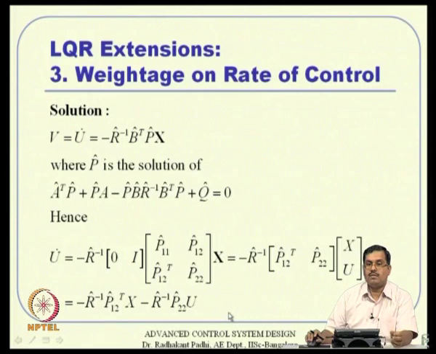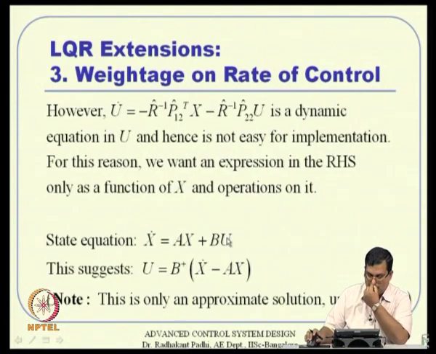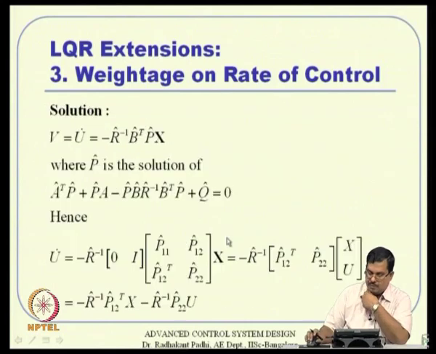So, we want the control as a static function of x or its integral value, where I can make use of the past history of x. That is what we intend to do here, but while intending to do that, this u needs to be eliminated from the right hand side. Now, how do we do that?